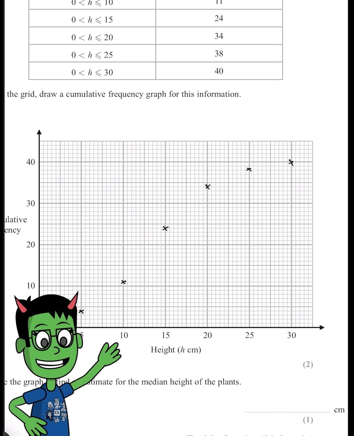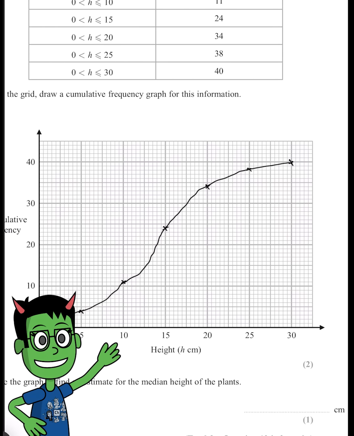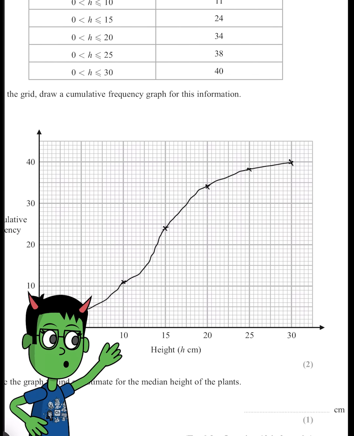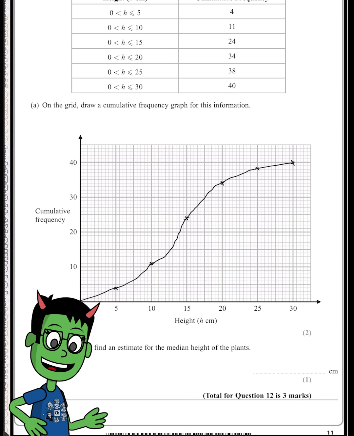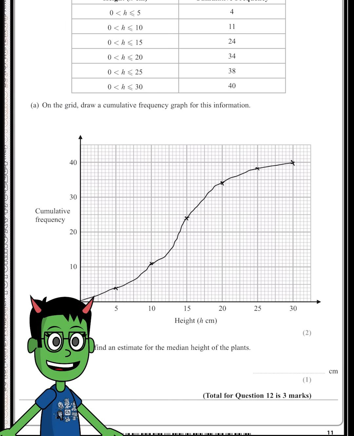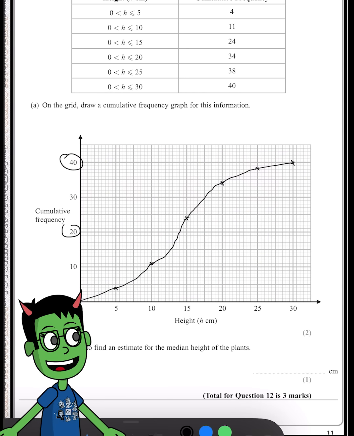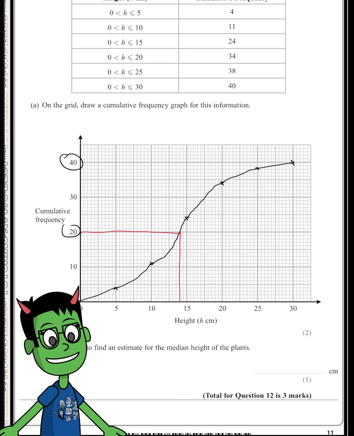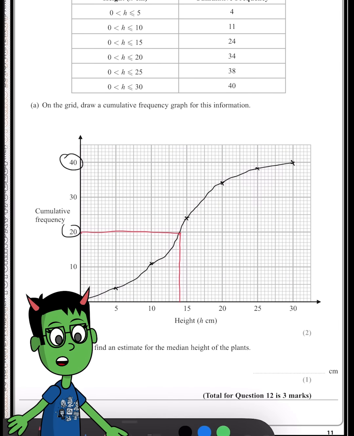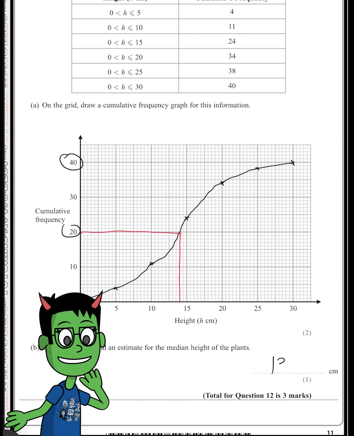And then with the freehand, we can go ahead and join this up right away. Marvelous. And then again, it states, use the graph to find an estimate for the median height of the plants. Well, we know it goes up to 40, so the middle value is 20. So all we need to do is go ahead and draw a line straight across and then all the way down here. And you can see that's approximately 13.5.